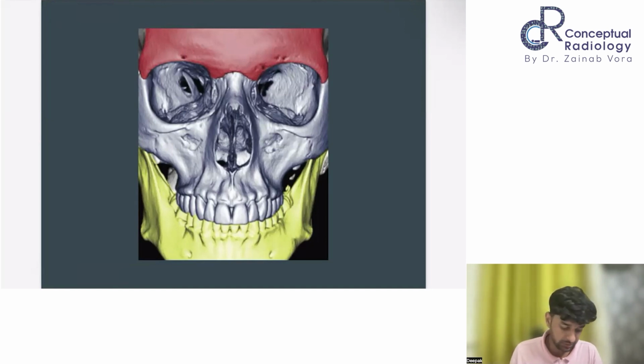So upper face includes the frontal bone and the frontal sinus, and the superior orbital margin differentiates the upper and mid face. And mid face is the most important region, as it results in a lot of complex facial fractures. It is the region between the superior orbital rim and the maxillary alveolus. So this is the maxillary alveolus.